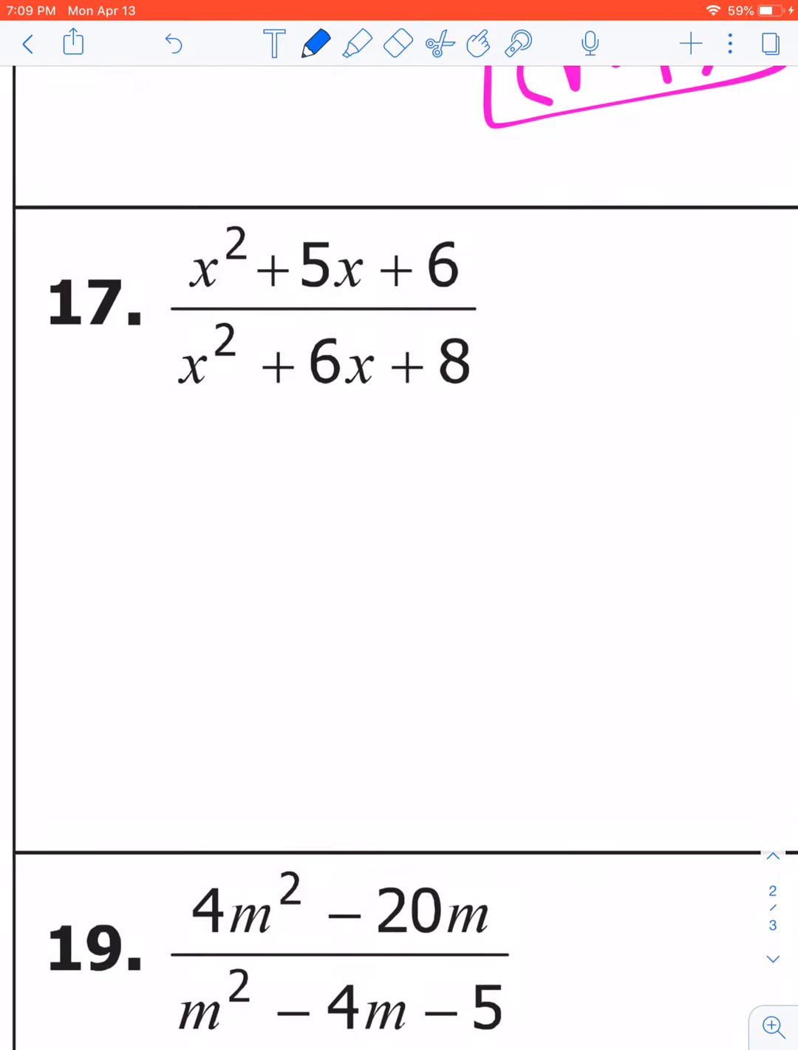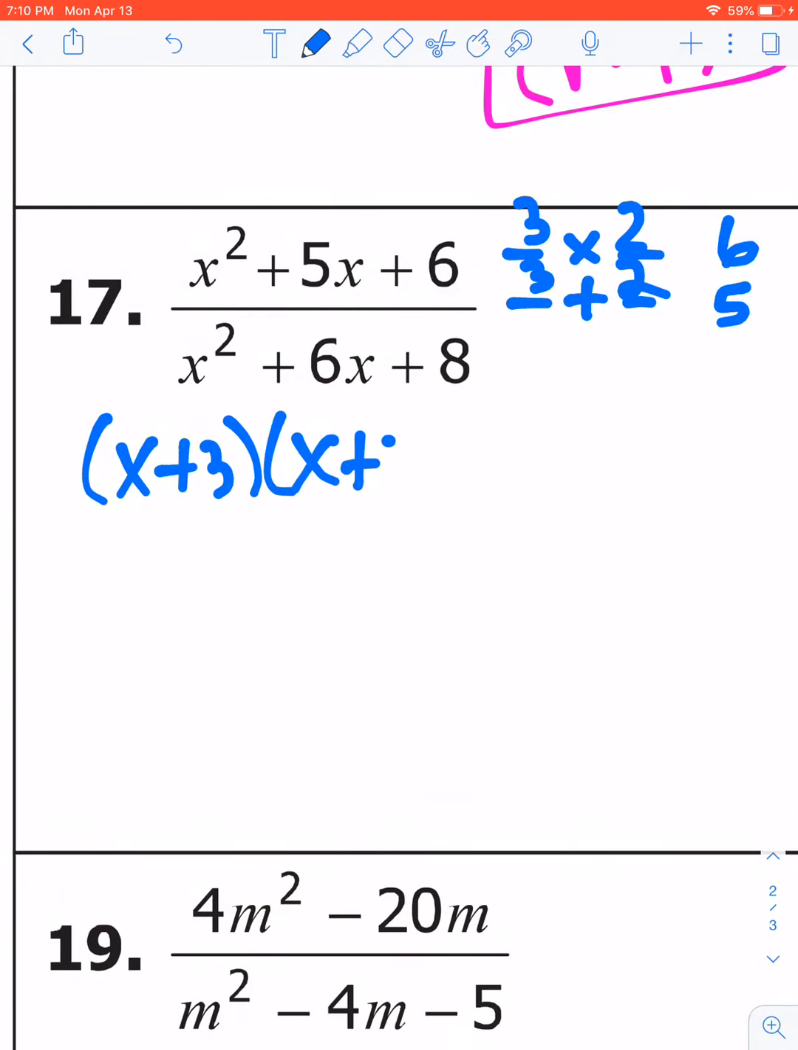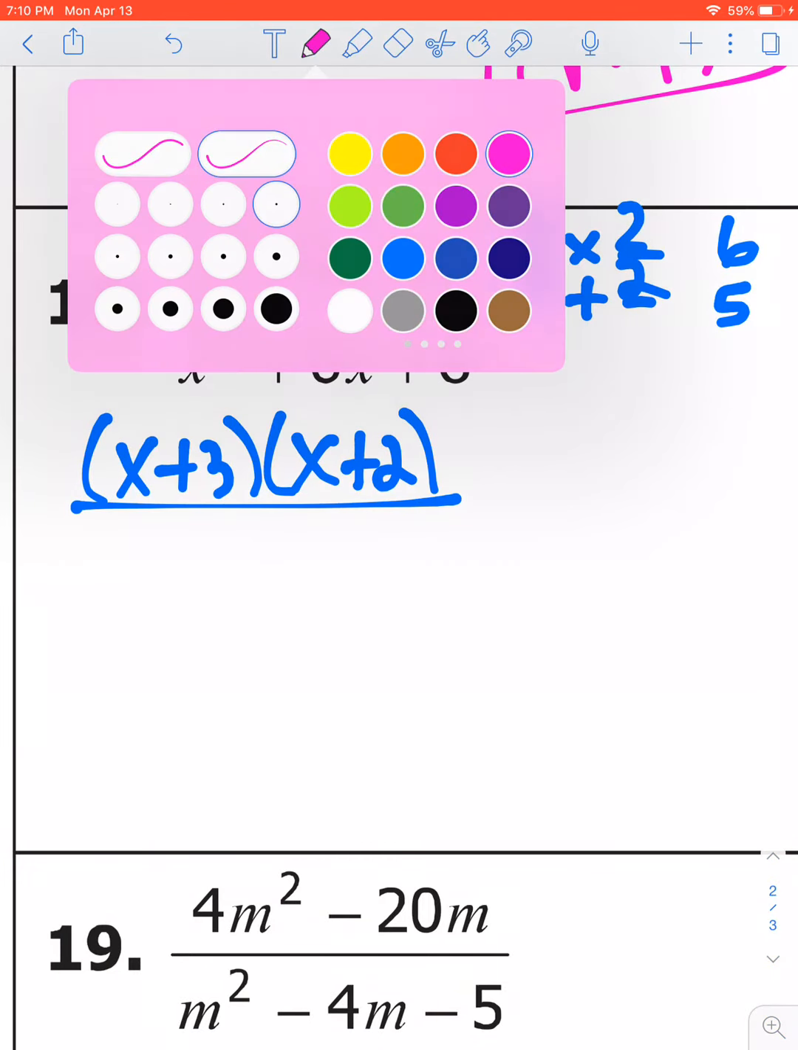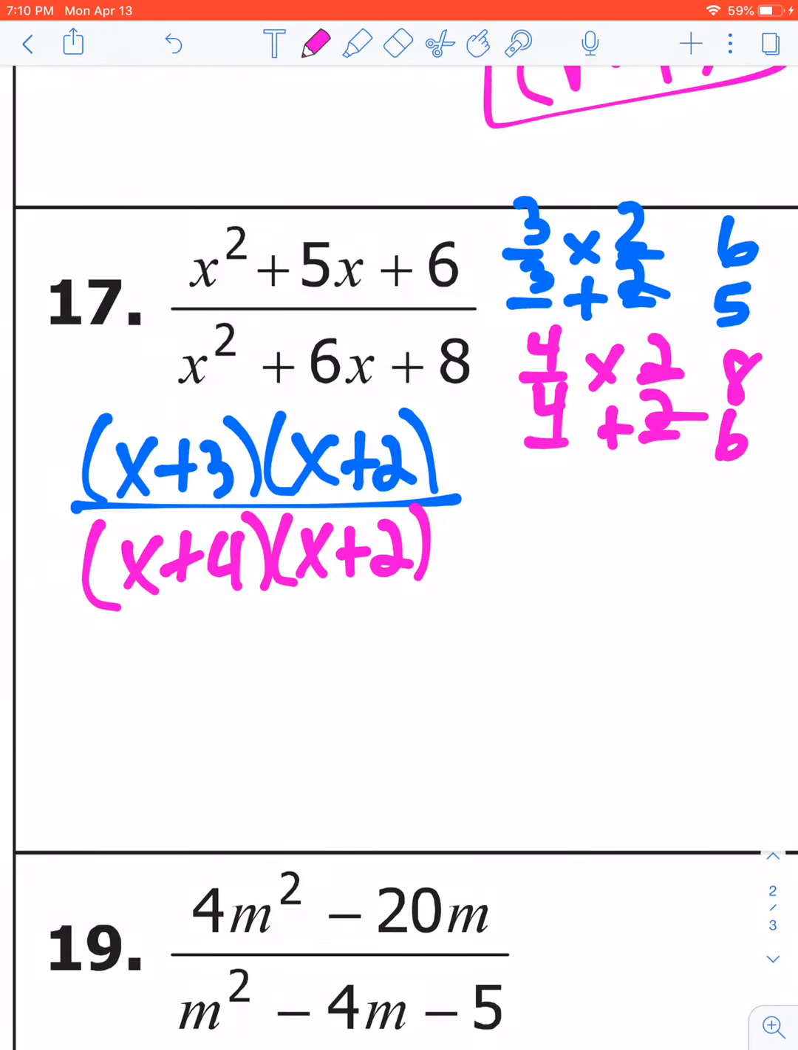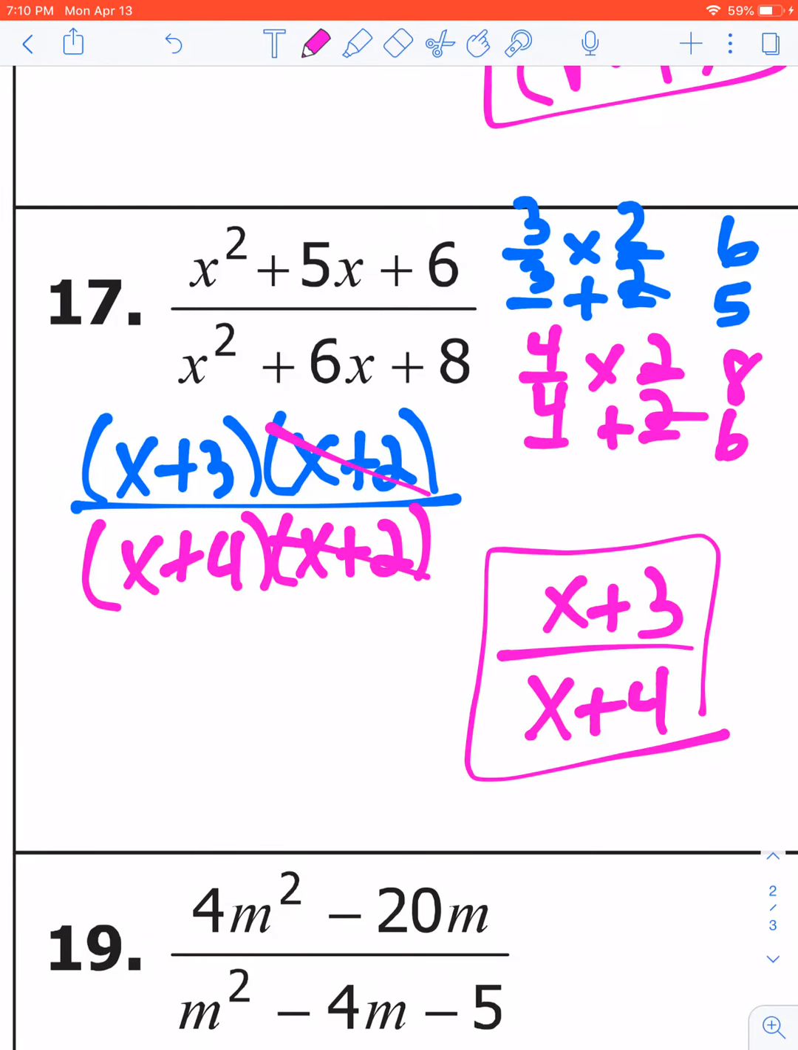All right, 17. We're getting a little bit more rigorous, because we have trinomial factoring in both the numerator and the denominator. So in the numerator, we need to find 2 numbers that multiply to give me 6, but at the same time add to 5. And that's going to be 3 and 2. In the denominator, we need to find two numbers that multiply to give me 8 and that add to give me 6. So that's going to be 4 and 2. And so the x plus 2's cancel because they're both the same binomial, leaving me with a final answer of x plus 3 over x plus 4.